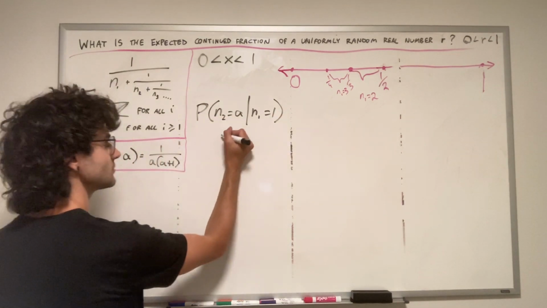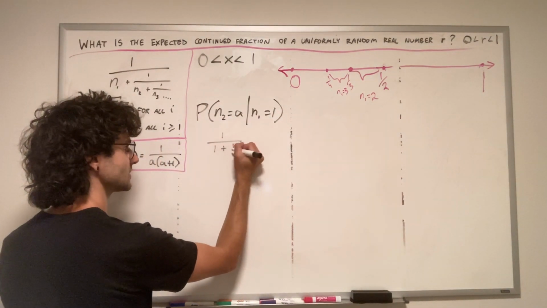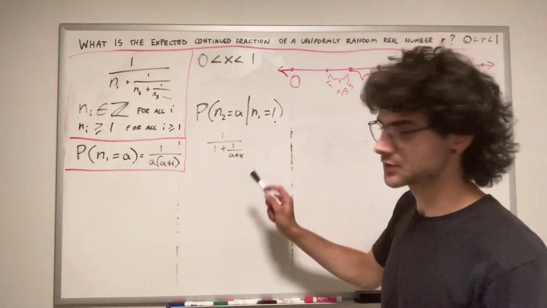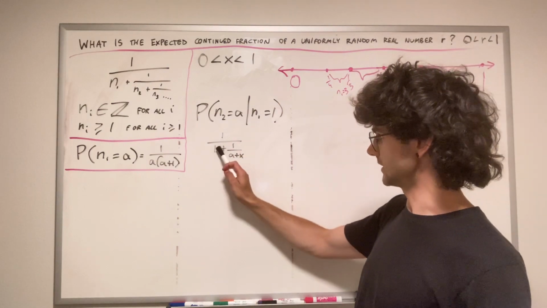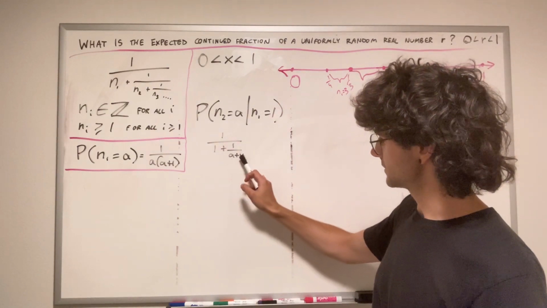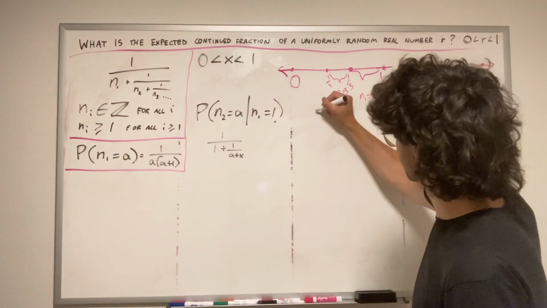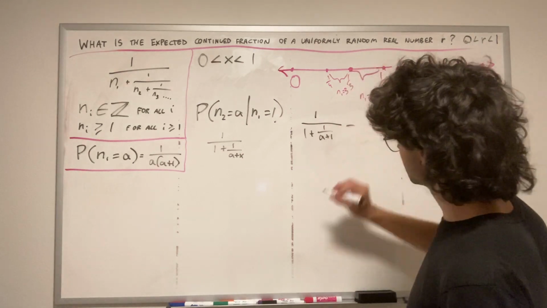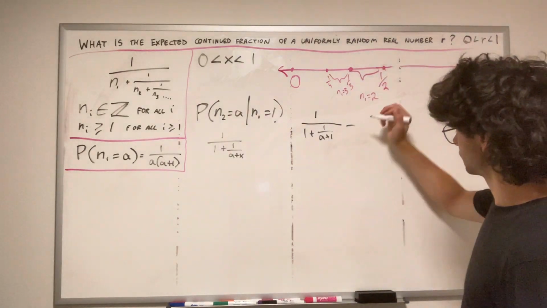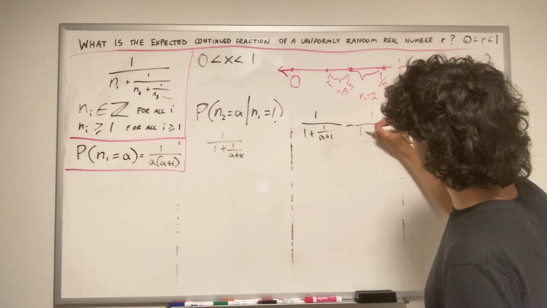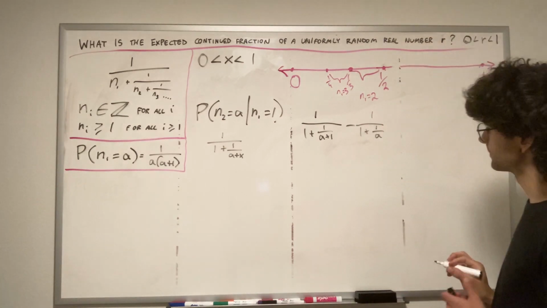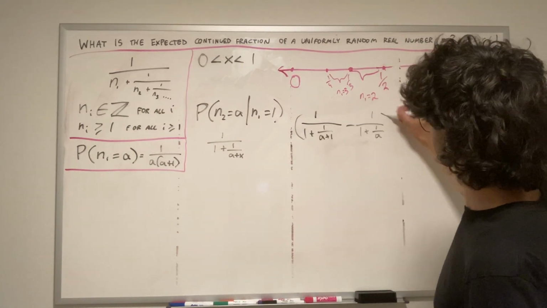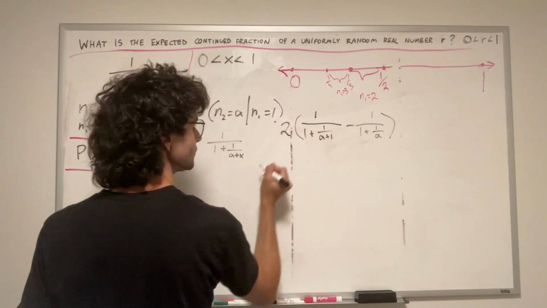So again, our number is going to be something of the form 1 plus 1 over 1 plus 1 over a plus x. So what is the largest that this could be? Well, we want to minimize the denominator, which means we want to maximize this denominator. So x would be 1. So we have 1 over 1 plus 1 over a plus 1 minus. And then to minimize this, we just set x equal to 0. 1 over 1 plus 1 over a. And then we're only looking at this half range, so we want to multiply this whole thing by 2.